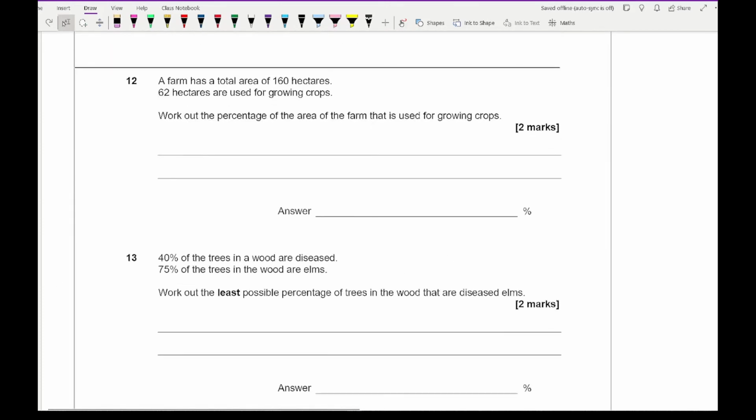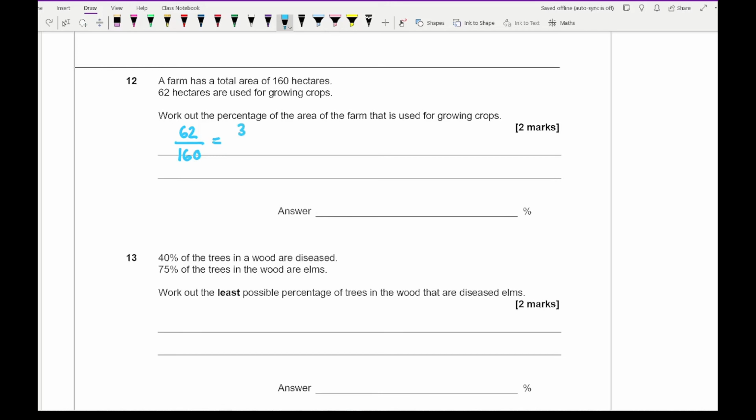Moving on to question 12, it says that a farm has a total of 160 hectares. 62 hectares are used for growing crops. Work out the percentage of the area of the farm that is used for growing crops. So here we want to work out what 62 over 160 is as a percentage. So we want to try and get the denominator to a factor of 100. If not, we want to write it in its simplest form and then use division to convert it into a decimal and then into a percentage.